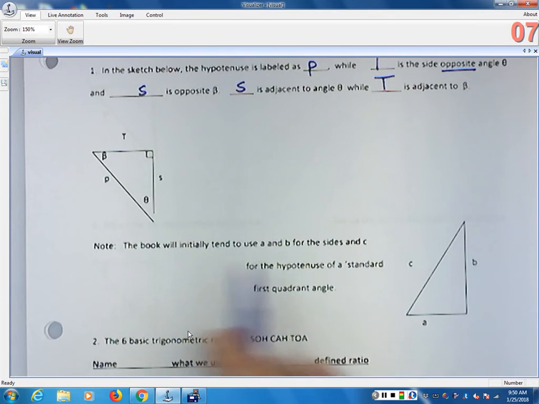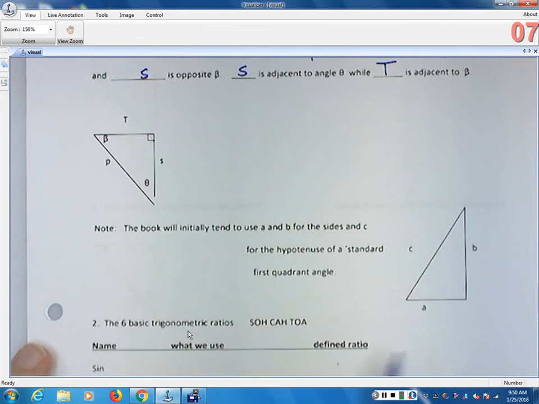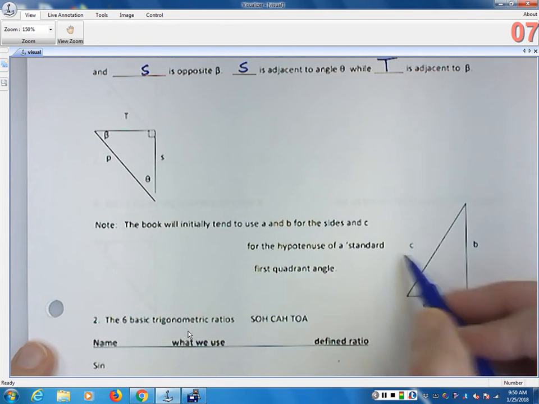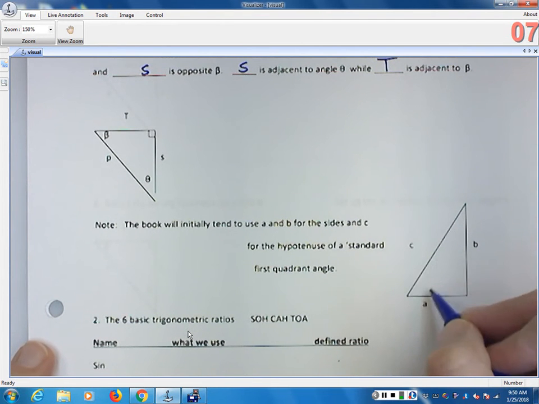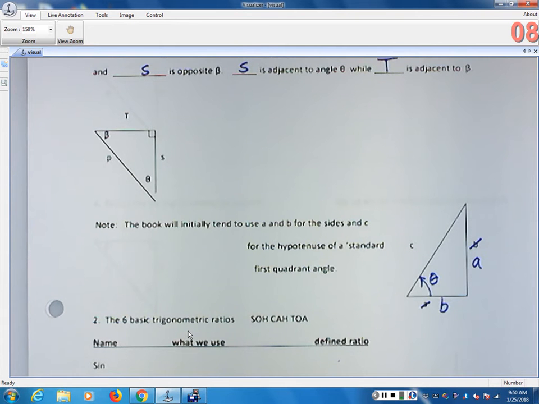The book tends to use A, B, and C instead of all these other things. So if we use A, B, and C now, and this is going to be theta. Oh, if I make this theta, I better switch these to B and A. Sorry. I just want to make that theta so it works out the way the book has defined it.